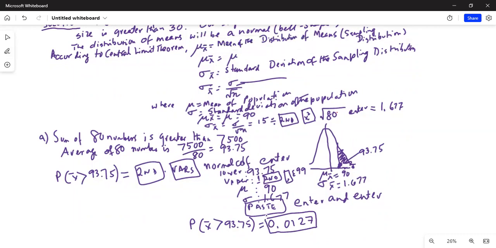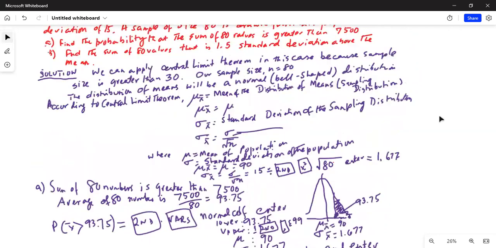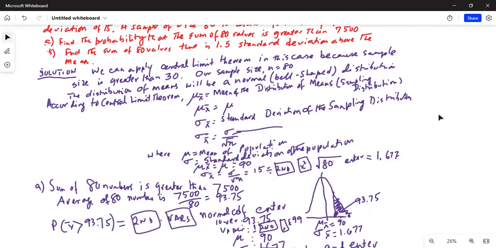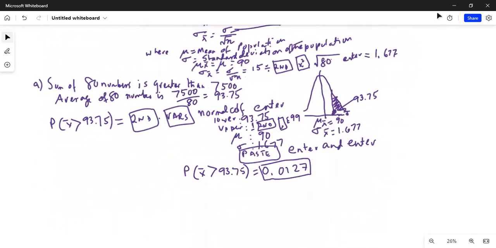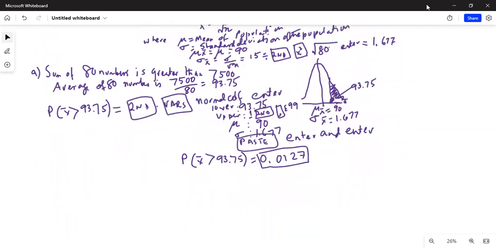part B. Okay, if I bring it down a little bit, let me see if I can bring it down a little bit, read the problem, part B at least. Find the sum of 80 values, that is 1.5 standard deviation above the mean. Okay, so now if I move it a little bit, okay. So let me draw the picture now. So part B, okay.